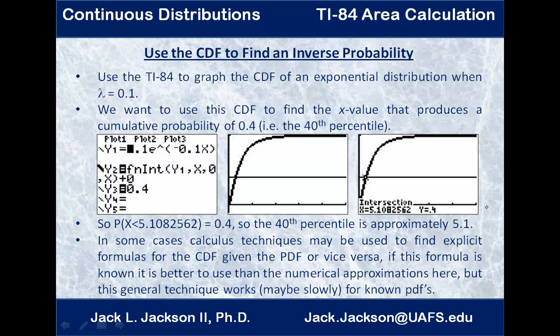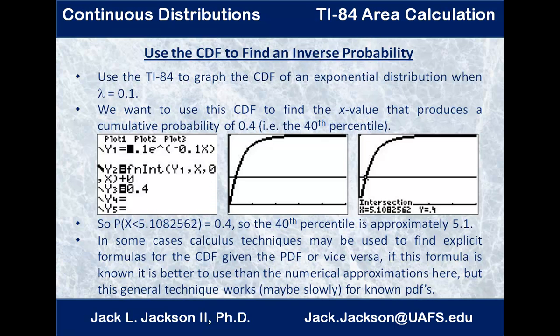Now, sometimes we're interested in going backwards. We're wanting to find what we sometimes call an inverse probability. That is, we know the probability and we want to find the x. See, before we knew the x and we wanted to find, say, the cumulative probability. An inverse probability is when you know the cumulative probability and you want to find the x that goes with it.